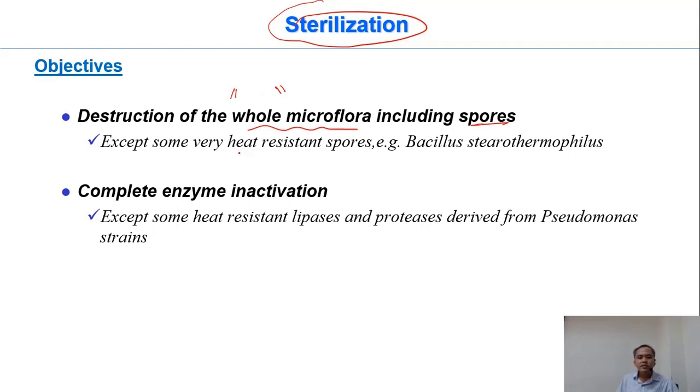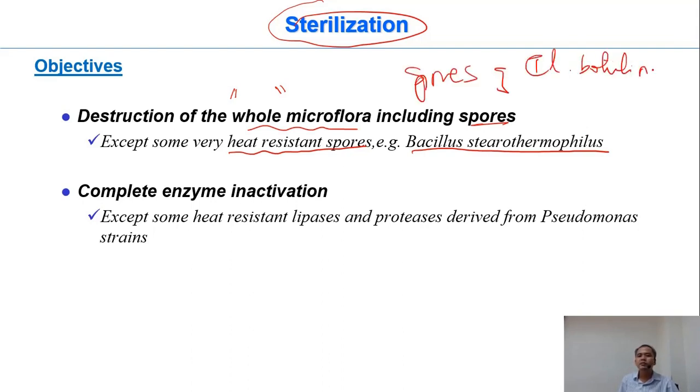Because some very heat resistant spores, for example the spore of Bacillus stearothermophilus, some spores of this bacteria can survive the sterilization. What is the target of sterilization? The target microorganism that we need to destroy to a safe level for sterilization is the spore of Clostridium botulinum. This is the target, Clostridium botulinum.